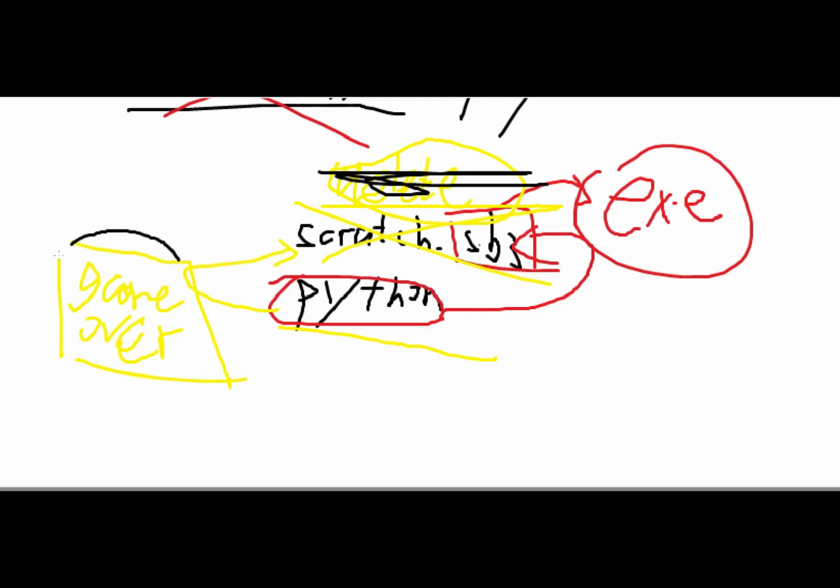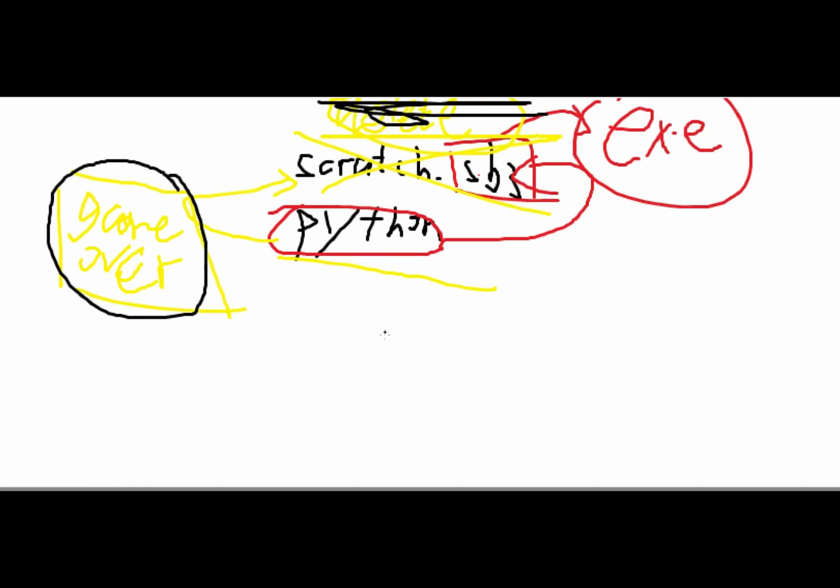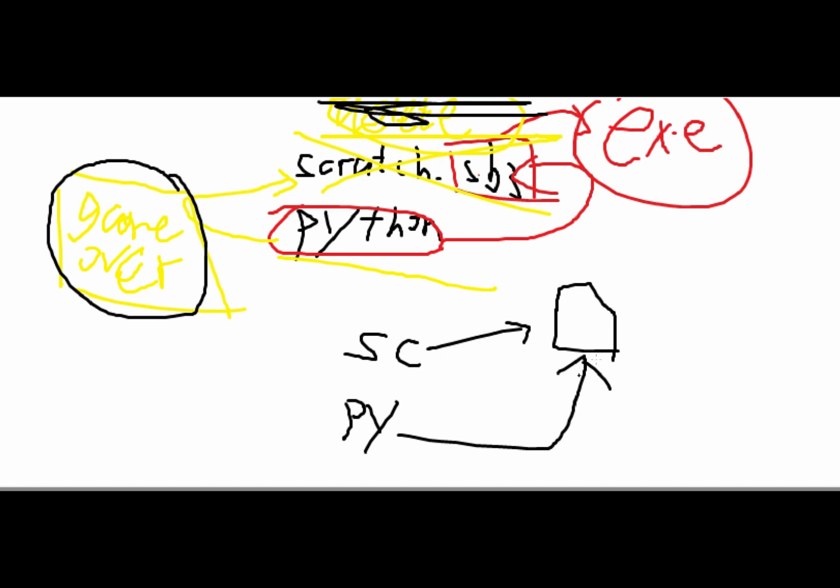But now we need to focus on this part. We need to check if we actually game over. So the idea is the Scratch and Python need to know each other some way. So the Scratch needs to get some sort of output. The only output I'm thinking of is going to be a file. So the Scratch outputs a file, and if the Python finds the file, then it will delete the Scratch.